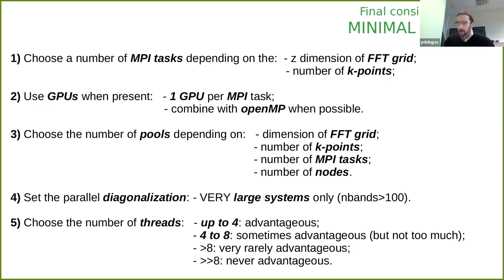the CPU resources you have at your disposal, and to reduce communication. Okay, so fourth step, you can set the parallel diagonalization. This is reserved for very large systems only. So I would say for a number of bands bigger than 100. Otherwise, it's pretty useless, as you saw in the second exercise. And then you choose the number of threads to exploit the OpenMP part. Again, up to 4 is usually the optimal choice. You can try to go up to 8 sometimes, but never beyond 8. Okay, this is the minimal set of instructions, I would say, to take home when you want to run a PW job.